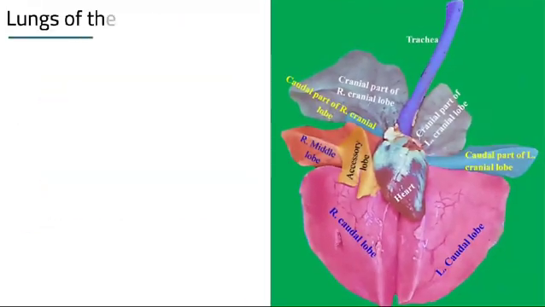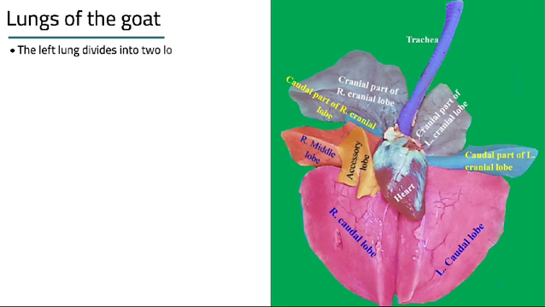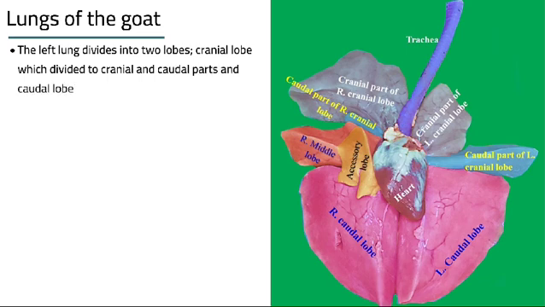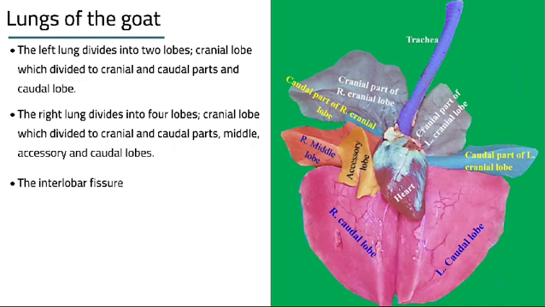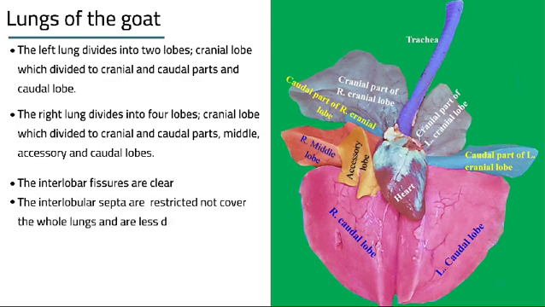Lungs of the goat. The left lung divides into 2 lobes, cranial lobe, which is divided into cranial and caudal parts, and caudal lobe. The right lung divides into 4 lobes, cranial lobe, which is divided into cranial and caudal parts, middle, accessory, and caudal lobes. The interlobar fissures are clear. The interlobular septa are restricted, do not cover the whole lungs, and are less demarcated.